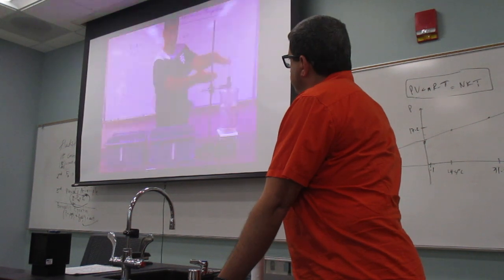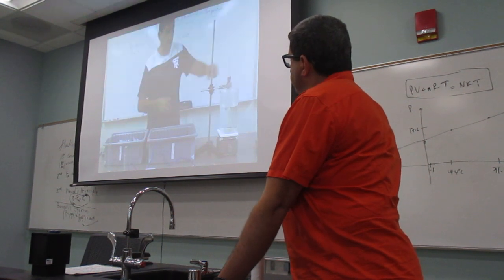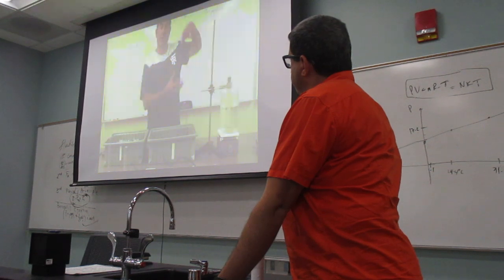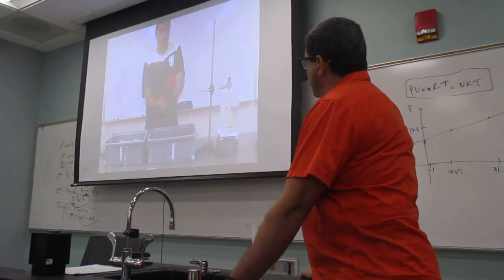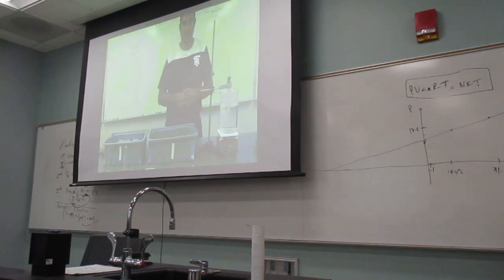That tells me the final volume of the air. I subtract 50 milliliters, which is the original volume of the air in the test tube. That's the original volume. Then I subtract from there the amount of water that got in there.